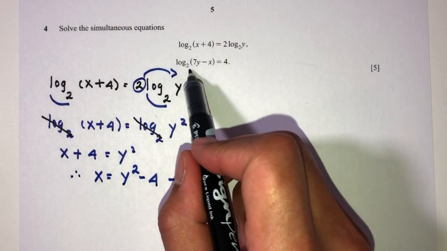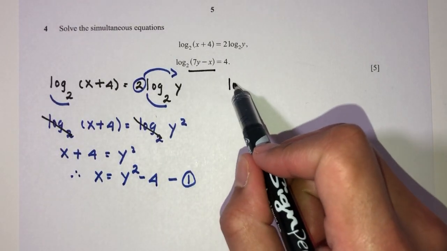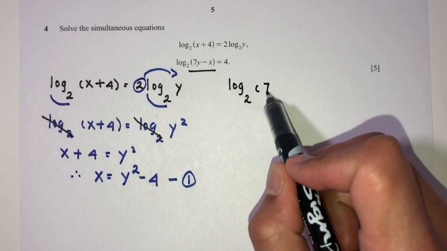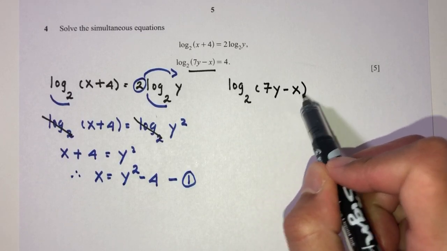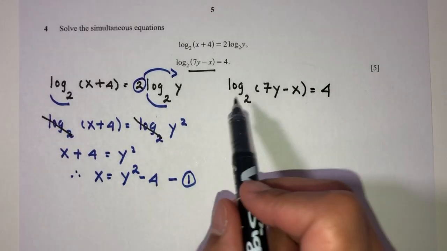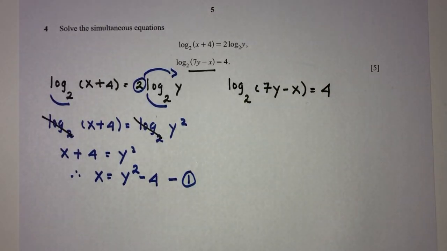Now let's look at this one. So here I have log base 2 of 7y minus x is equal to the value of 4. So how do you simplify this one? You have to know the laws of logarithms.